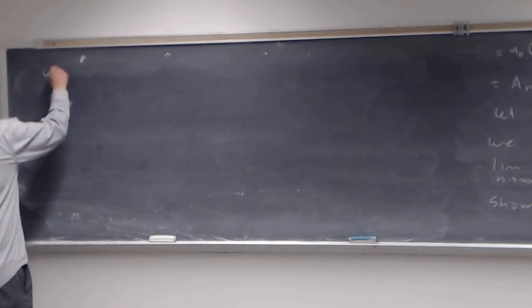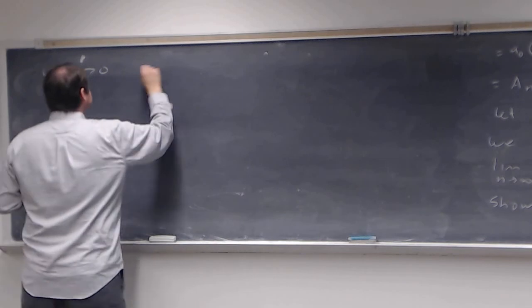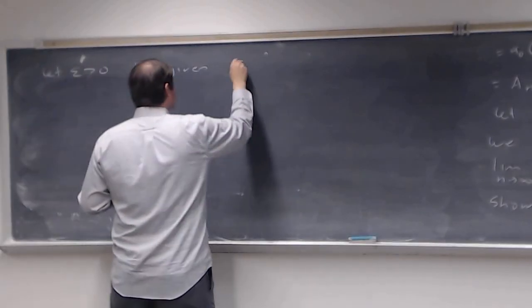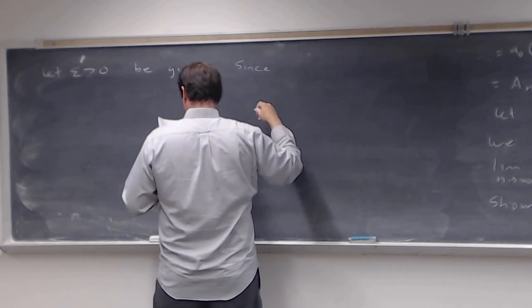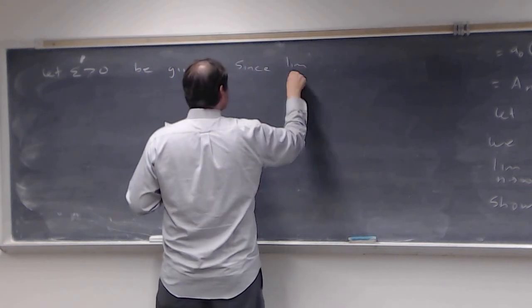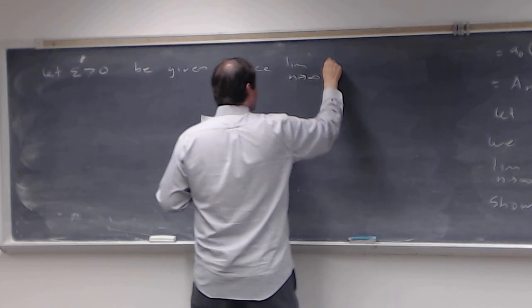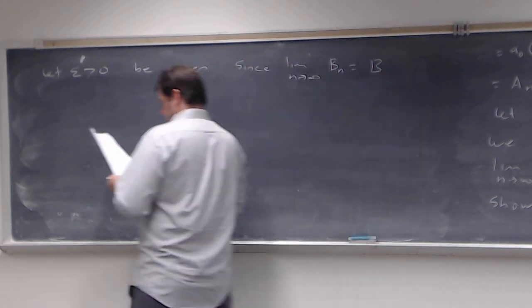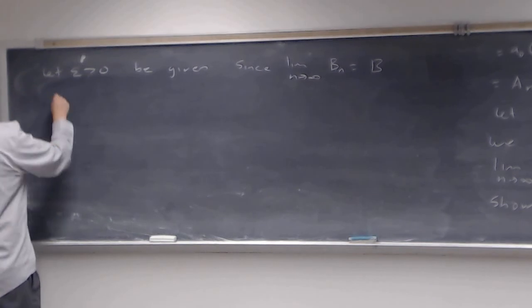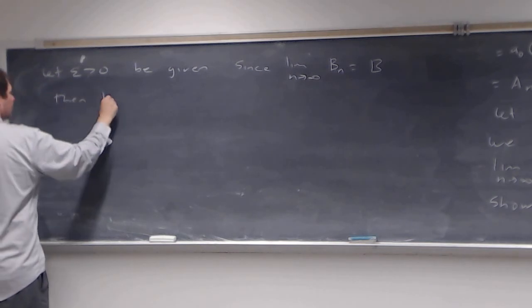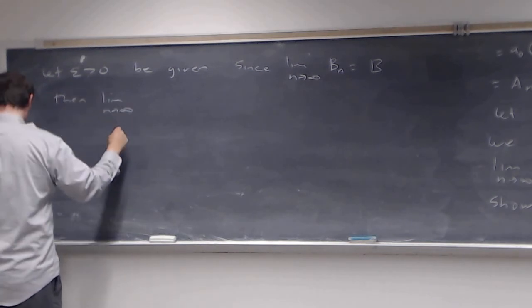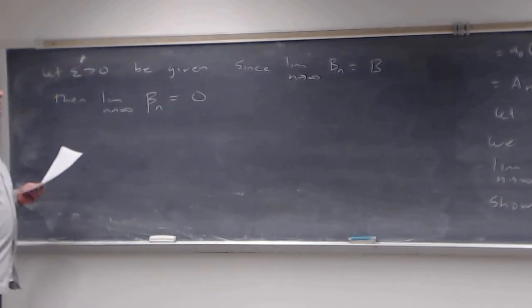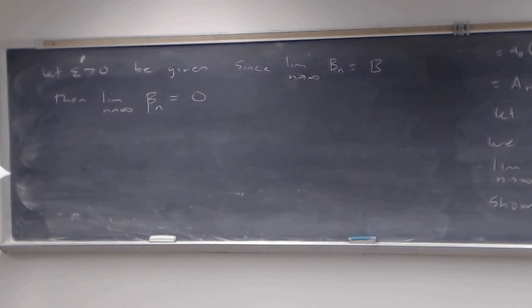Now, we'll let epsilon be greater than 0 be given. Since the limit as n goes to infinity of b sub n equals b, then the limit as n goes to infinity of the beta sub n's has got to be equal to 0. And that had to do with the definition of the beta sub n's.